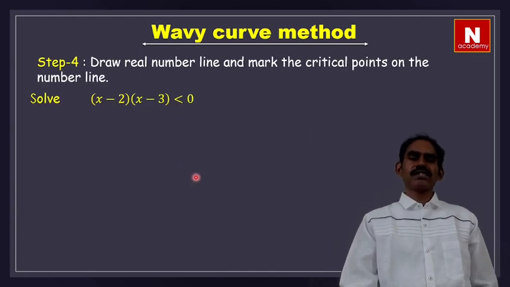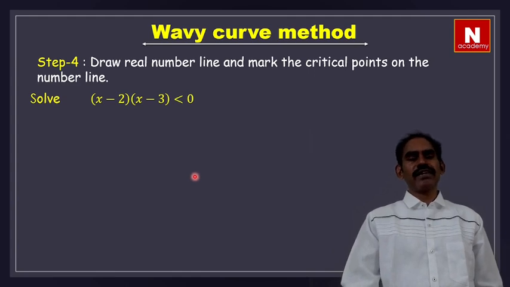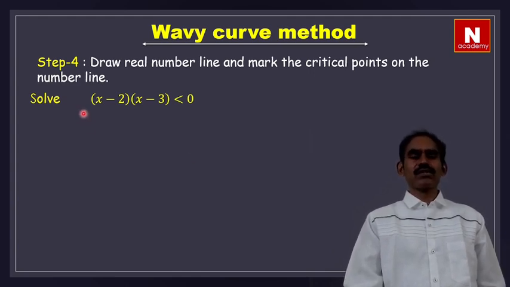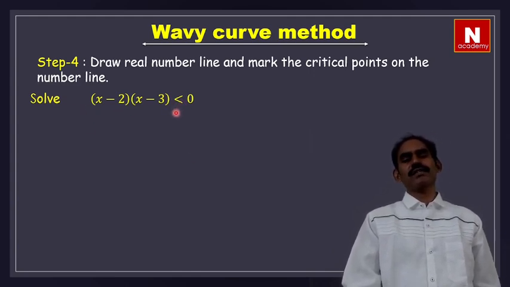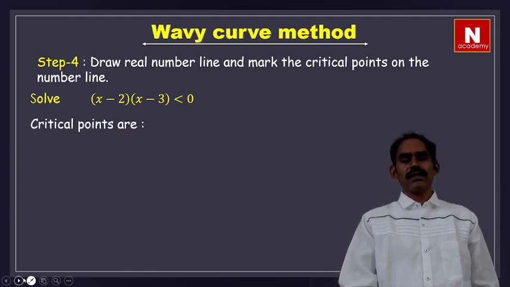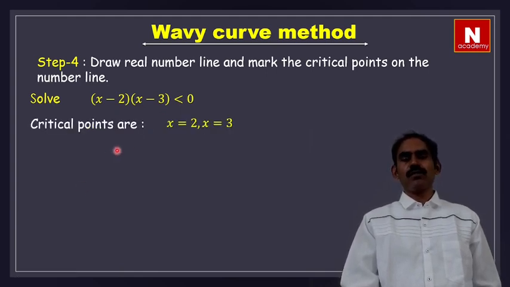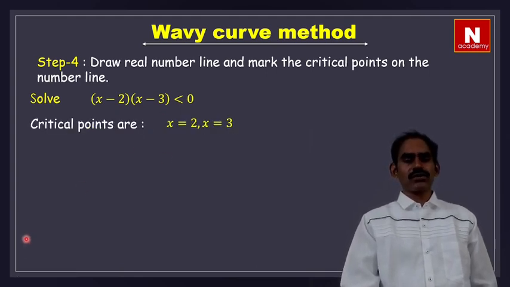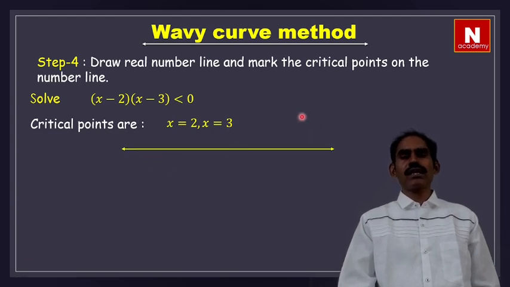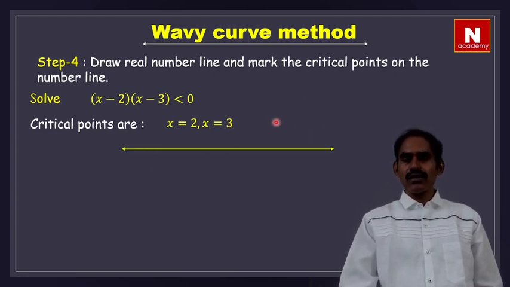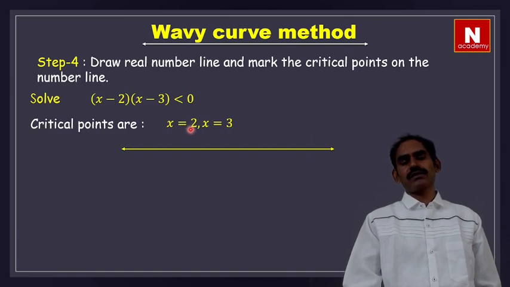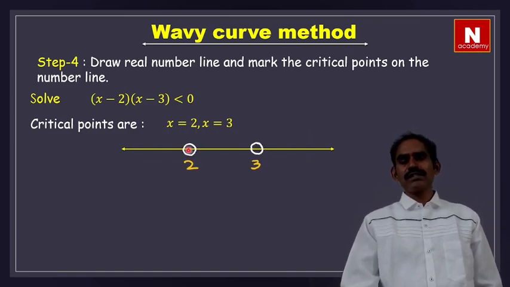Next, in step 4, draw a real number line and mark the critical points on the number line. This is the given question: x minus 2 into x minus 3 is less than 0. These are the critical points first: x equals 2 and x equals 3. And after that, we have to draw the number line. On this line, we have to mark the critical points, those are x equal to 2 comma x equal to 3. So these are the critical points.